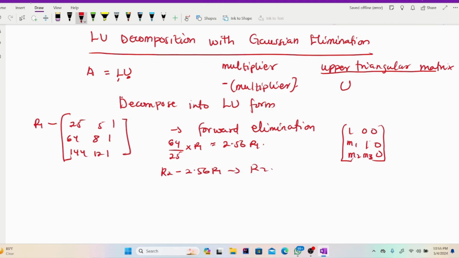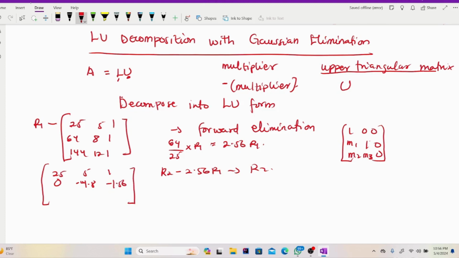After this, we simply rewrite our matrix. You have 25, 5, and 1. Then for R2, 64 minus 2.56 R1, where R1 is 25. You simply punch this into a calculator: 64 minus 2.56 times 25, and you get 0 for the first entry. We do the same for 8: 8 minus 2.56 times 5, and you get negative 4.8. Then 1 minus 2.56 times 1, and you get negative 1.56.